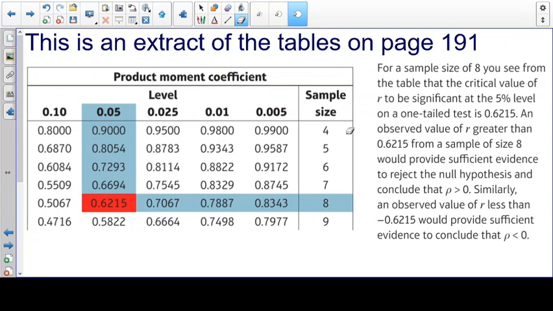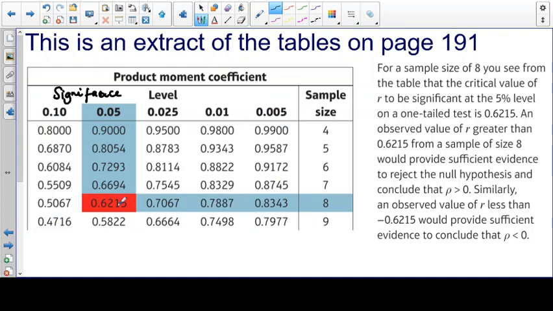So down the side, you've got your sample size. So that's how many coordinates you've got in your table for your scatter graph. And then across the top are the significance levels. Okay, so this here is a 5% significance level. And then these numbers here are called critical values.